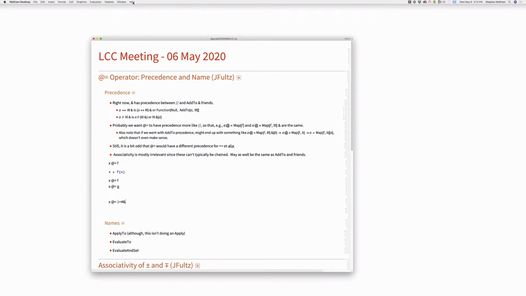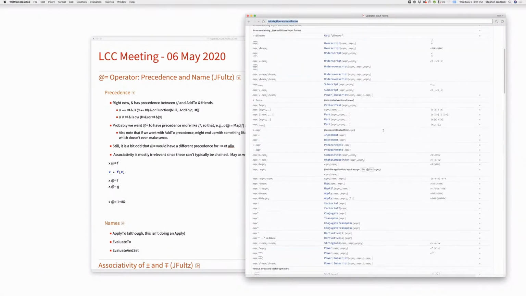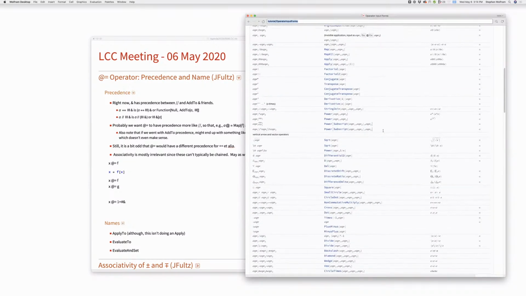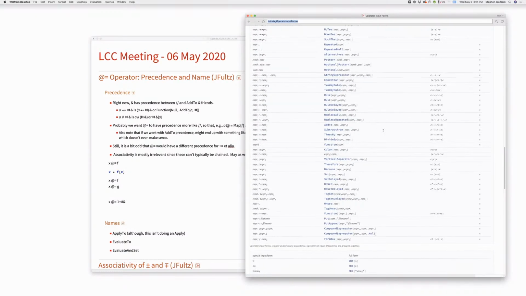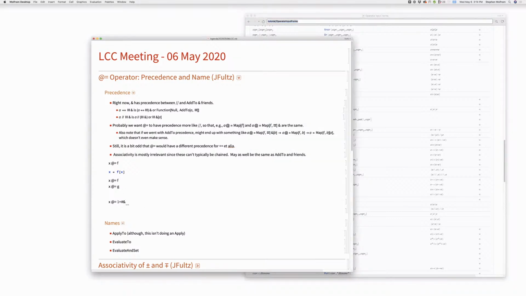Can we look at the precedence table? Where is the precedence table? You can just search the help for operator input forms. You want to look close to the bottom of that first table. You're still in the first table. It's a long table, but there you go. First question is, let's talk about some above and below ones.